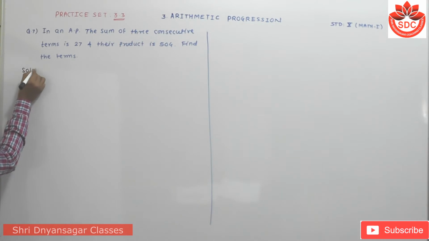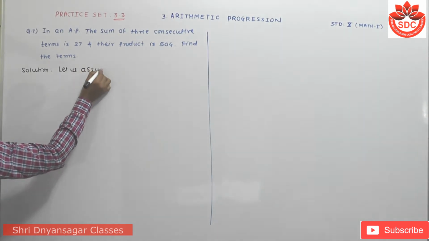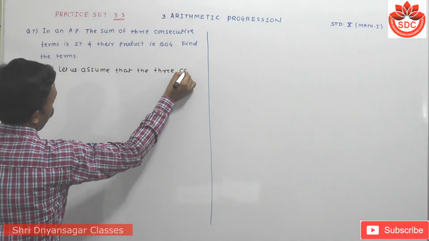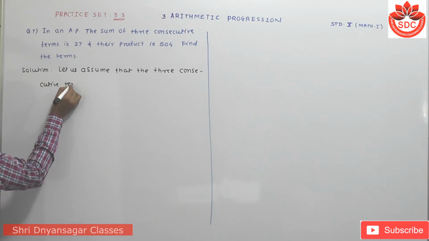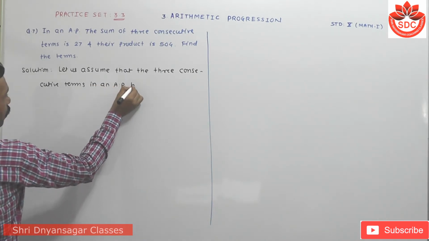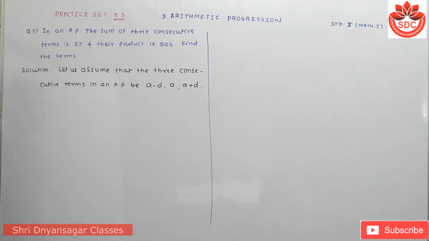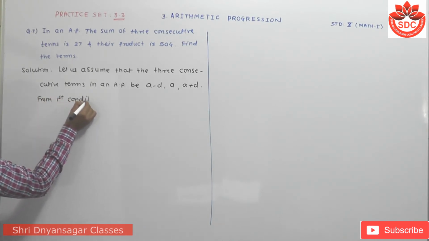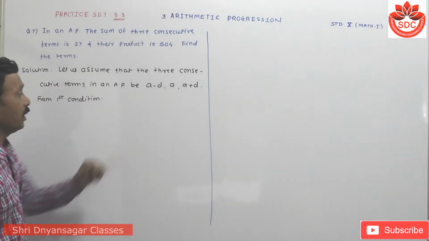So I have to take its solution in such a way that, let's assume that the three consecutive terms in an AP be a minus d, a and a plus d. Now student, from the first condition, what is this condition? Look carefully here. The sum of the three consecutive terms is 27, meaning the sum of these three is 27.